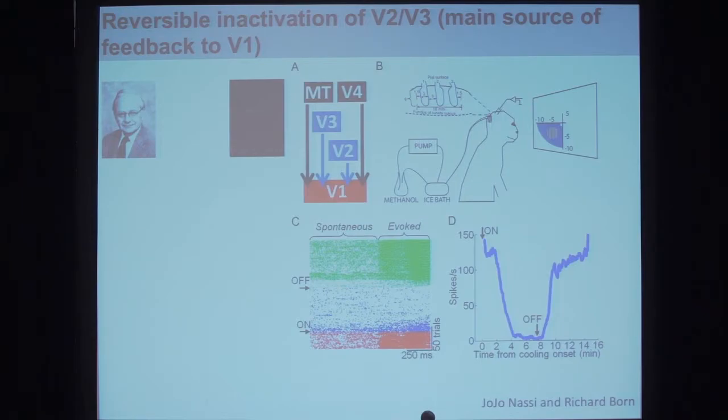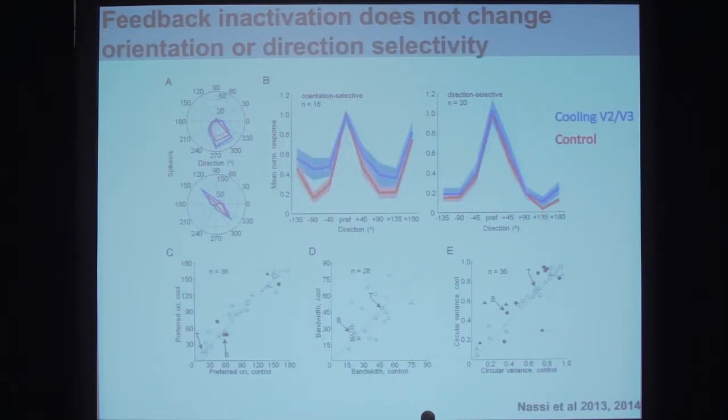So this is just an illustration. You can lower the temperature of V2, V3. You can therefore silence those neurons, and then you can record the activity of V1 in awake behaving monkeys in the absence of these feedback signals. So the first point I want to make is that a lot of the basic properties of computation in V1 remain unaltered in the absence of feedback.